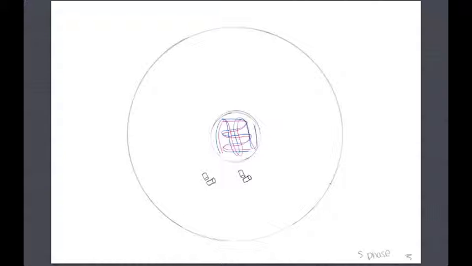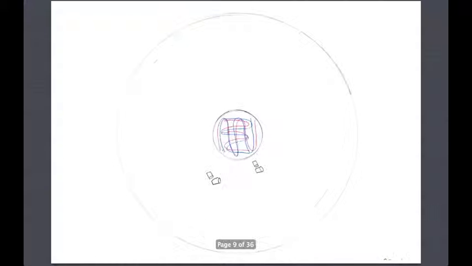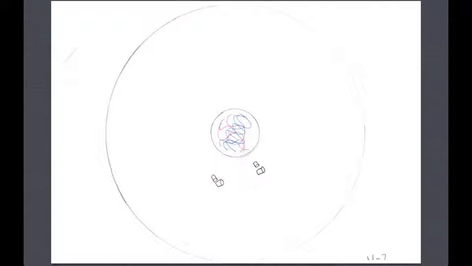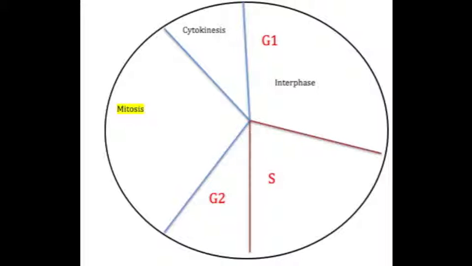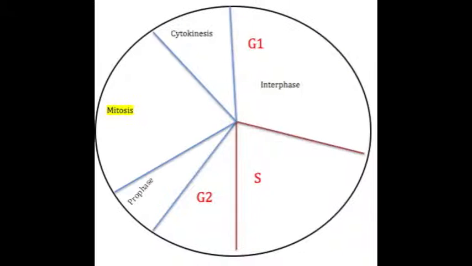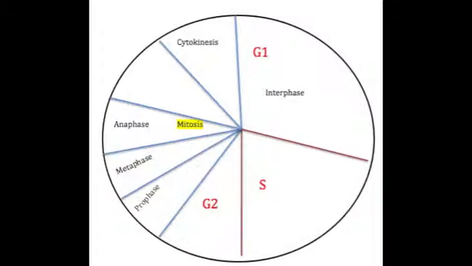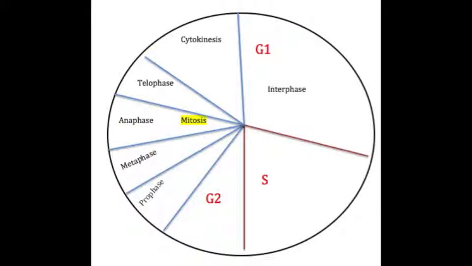The last stage of interphase is the G2 phase. During this part of the cycle, the cell continues to grow and prepare for cell division. G2 is the shortest of the three phases. Next comes mitosis. Mitosis consists of four stages: prophase, metaphase, anaphase, and telophase.